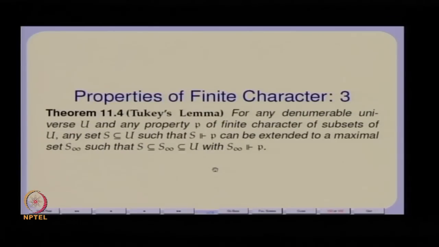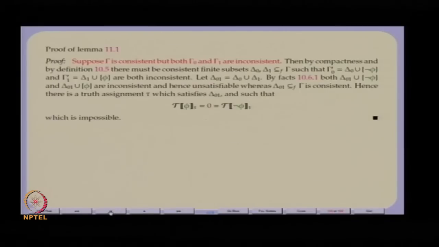So if you were to take properties of finite character in their most general form, then there is an interesting lemma by Tukey, which says that given any set, you take an enumerable universe and any property P of finite character, then any set which satisfies this property P, which has this property P, can be extended to a maximal set which continues to have this property. So what we saw previously was that of consistency, right?